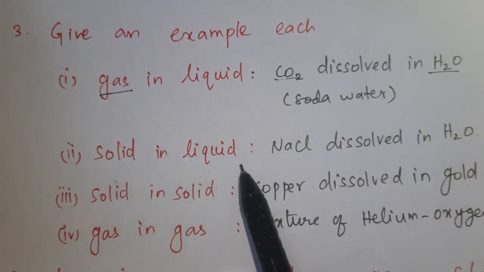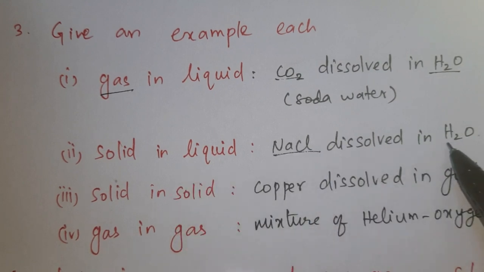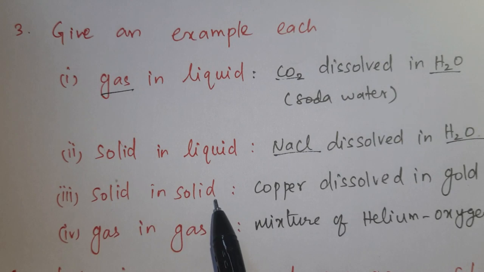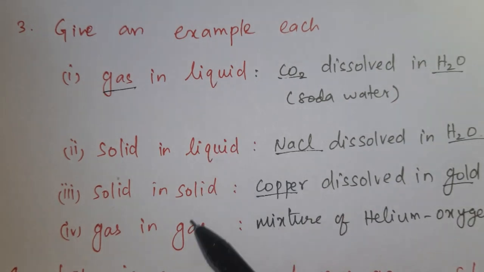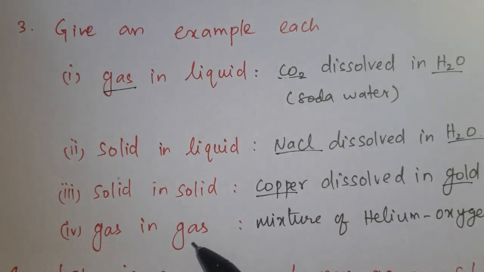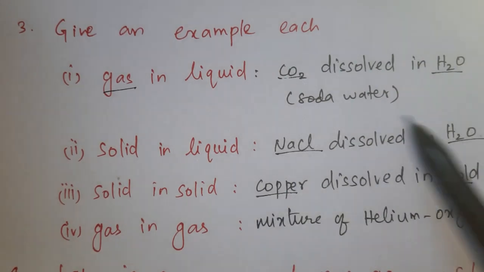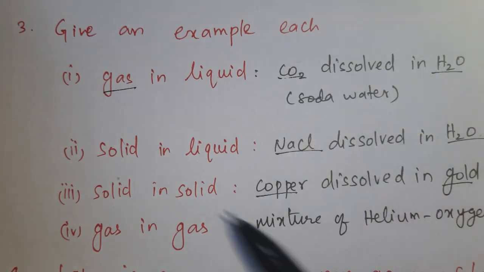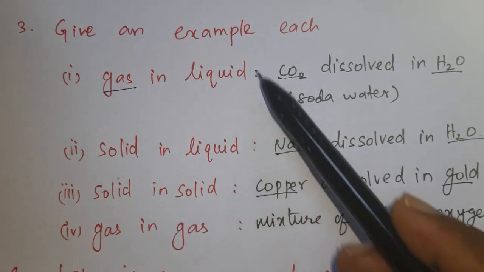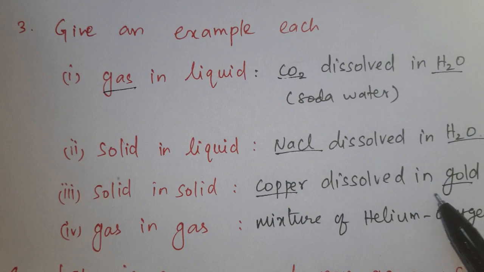Next, solid in liquid. Solid is sodium chloride, then liquid is water. Solid in solid. Here the first solid represents copper, the second solid represents gold. The second one is the more quantity. In gold we are adding copper, in water we are adding sodium chloride, in water we are dissolving the CO2. So the second one represents more quantity and the first one represents less quantity. So copper dissolved in gold.